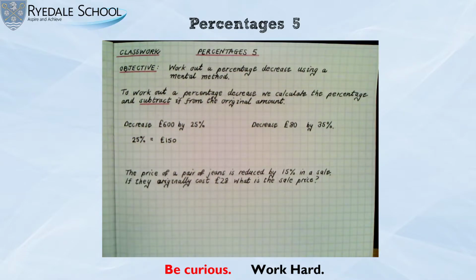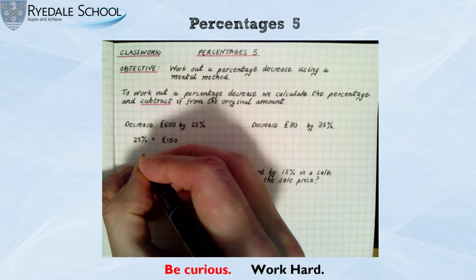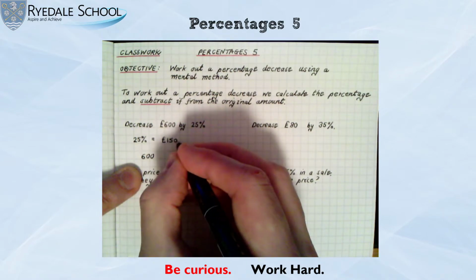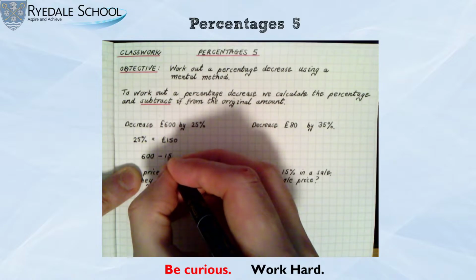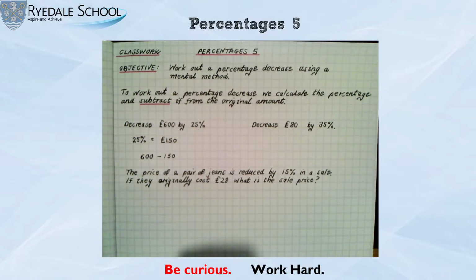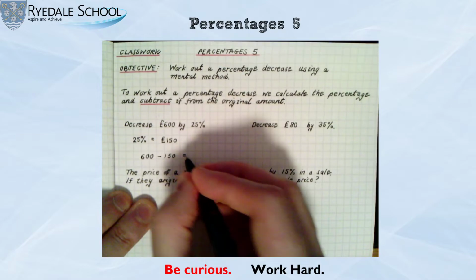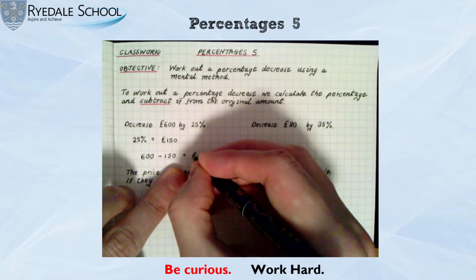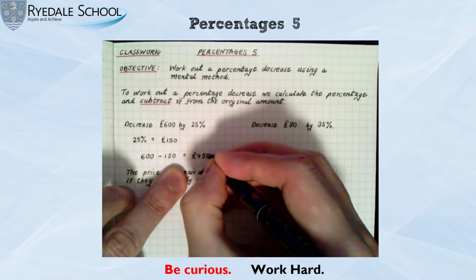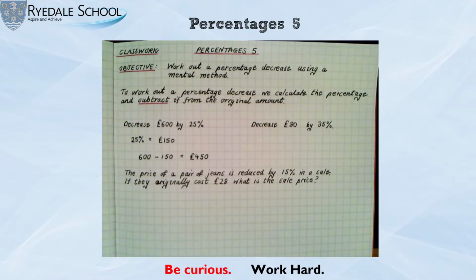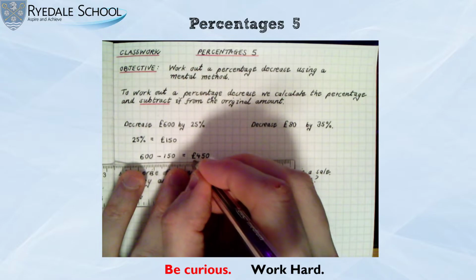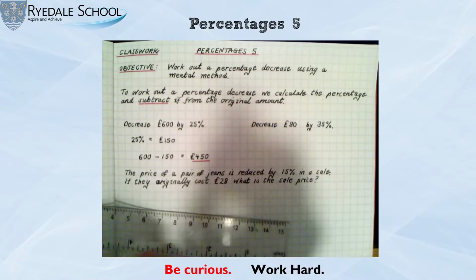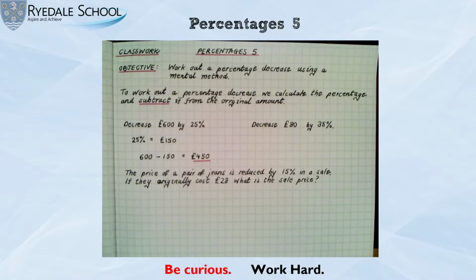Now, since this is a decrease question, this time we are subtracting from the original. It is going down. So is 600, take away my 25%, so take away the 150, and 600 take away 150 is £450. So work out the percentage and then remember to subtract it from the original.